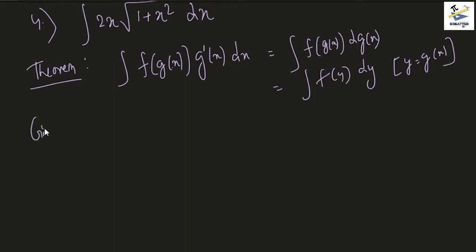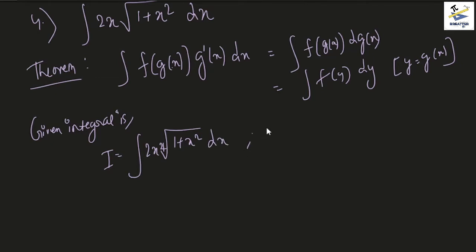So the given integral is I equals the integral of 2x into the square root of 1 plus x squared dx, and we can substitute y equals 1 plus x squared. Why are we doing that? Because I realized that the integral of 2x into the square root of 1 plus x squared can be solved if we were to eliminate this square root of 1 plus x squared thing.